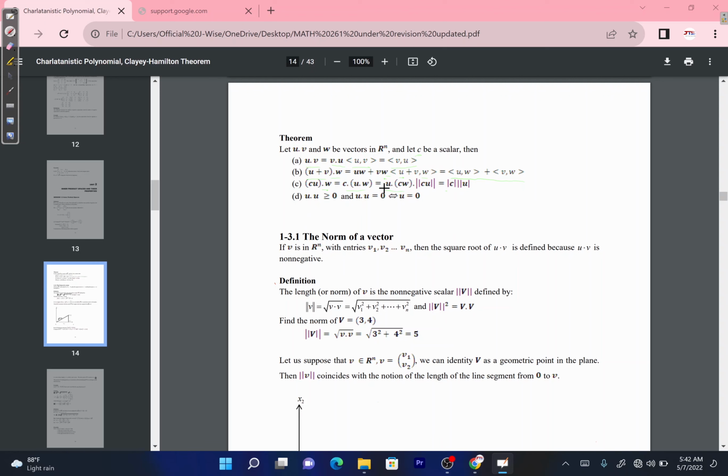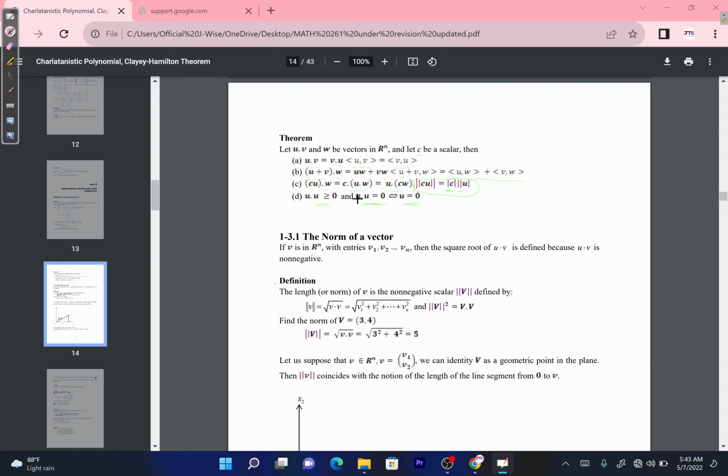Then this is a different property. The norm of a constant c and vector u is the same as the absolute value of scalar c times the norm of u. You should know that the inner product of a vector with itself is always non-negative. It cannot be negative, so it is either 0 or greater than 0. It is 0 if and only if vector u is the zero vector.